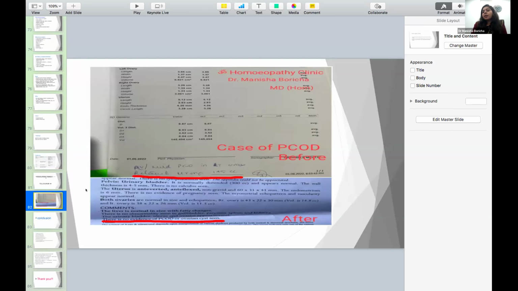And the result is here. There was an ovarian cyst in the right ovary, and now no follicles or cyst are present in the ovary.